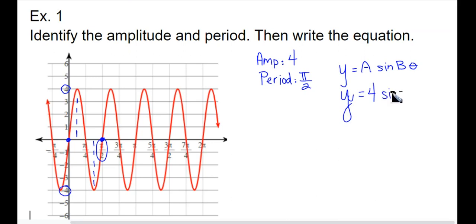But I have to find the B, and this is where we need the formula that I had a second ago. B is going to be equal to 2 pi divided by the period. Okay, so this time I have a fraction for my period, and so one of the things that you want to remember is that if you're taking a whole number and dividing by a fraction, you actually have to multiply by its reciprocal. So, in this case, the pi's are going to cancel, and the B will be 2 times 2, which is 4. And so that is my final equation for example 1.